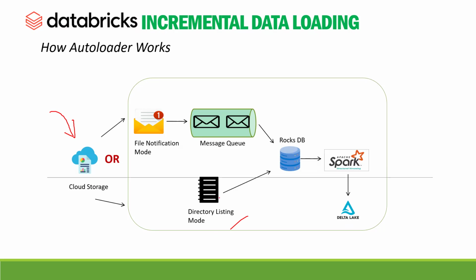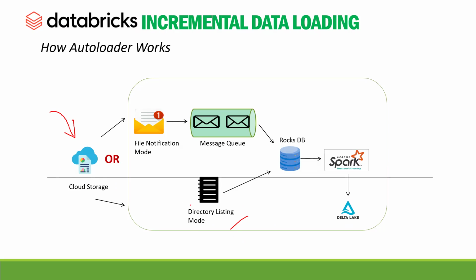The directory listing mode is nothing but the one we looked at earlier. With autoloader also, we still have the option of directory listing, and we can use it with the cloud storage being the source of the data. It's going to be efficient as autoloader has optimized things at the framework level, and compared to our Spark structured streaming solution, this is going to be more efficient. We can use it when the data is not of that scale, for example, maybe hundreds of thousands of files.